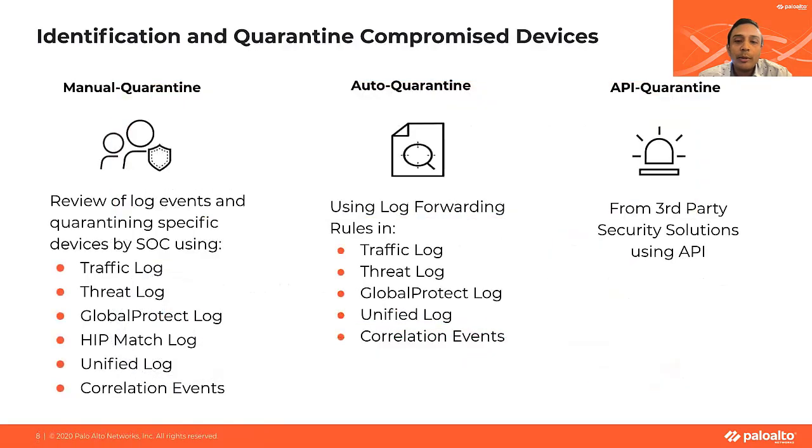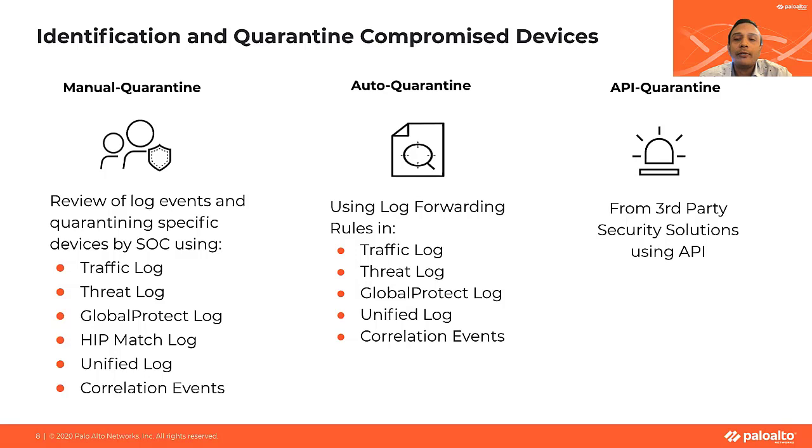So now let's go into a little more technical details of this functionality. There are three primary ways to identify and quarantine these compromised devices. One is a manual quarantine. Manual quarantine can be done by network admin or SOC, either by adding the device host ID and serial number into the quarantine list manually, or adding the device host ID from either traffic, threat, GlobalProtect, HIP match, unified, or correlation logs to the quarantine list.